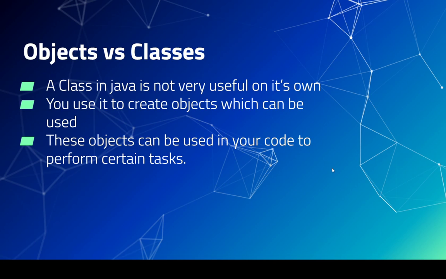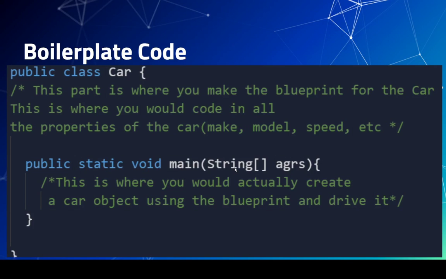So if we look at objects and classes, you'll notice that a class is not very useful by itself. Like if I have a blueprint for a house, that's not really going to do much. But once you have an object of that blueprint, then you're actually able to do something. So once you have a class, you can create objects, and those objects are usually what you use to do things. Not always, but that's usually how it works.